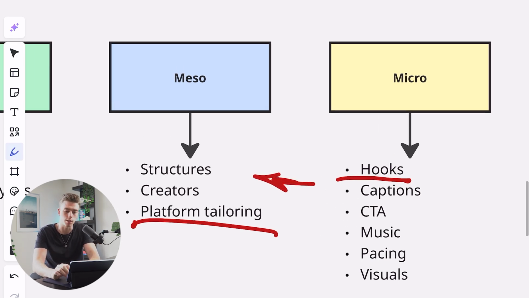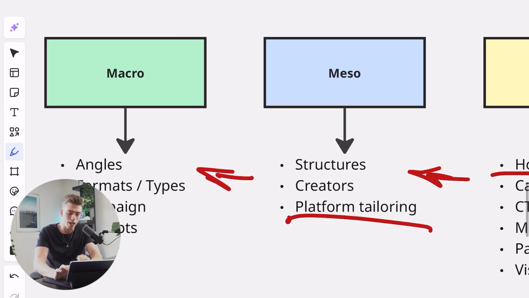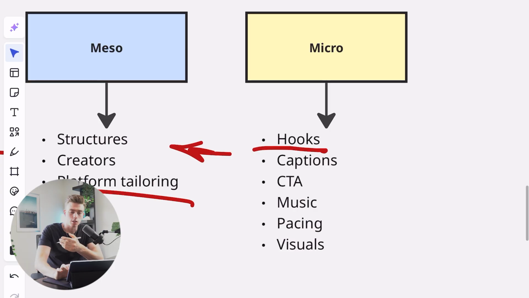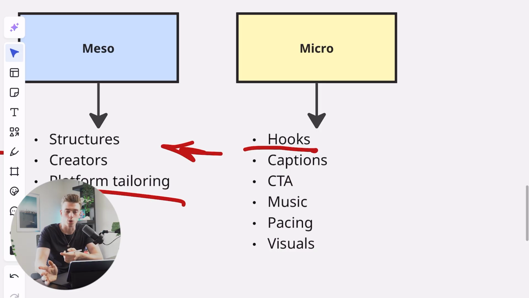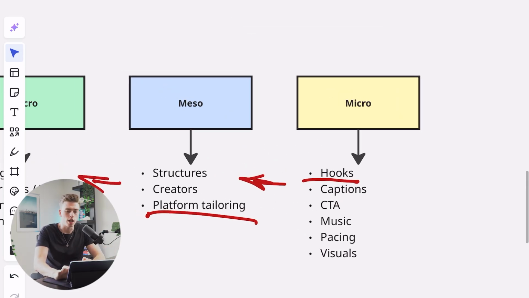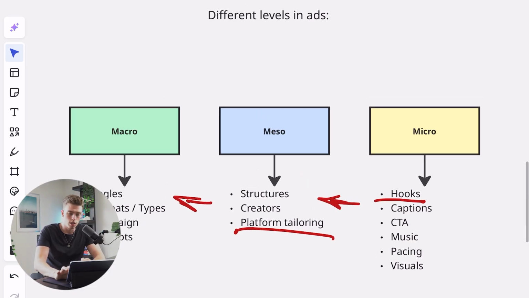Maybe I would place them at the meso adjustments, or maybe even at the macro adjustments, because when your hook is bad, when you're not grabbing attention from your audience, then basically your ad is not going to work, because nobody is going to see it because you didn't grab the attention, right? So that's why I would say a hook is maybe even a macro level adjustment to be made.